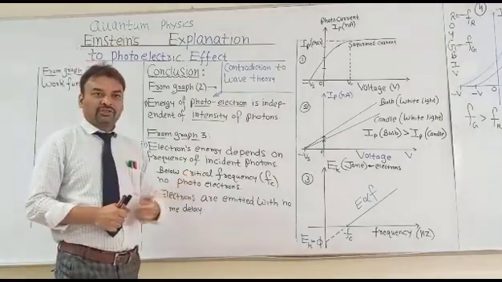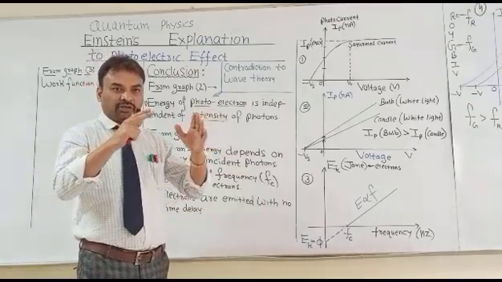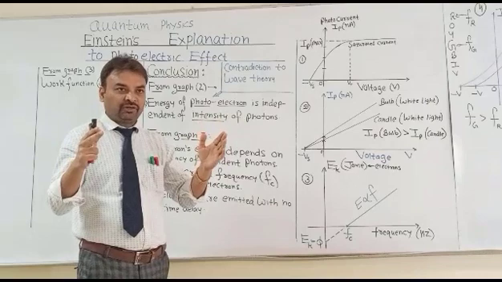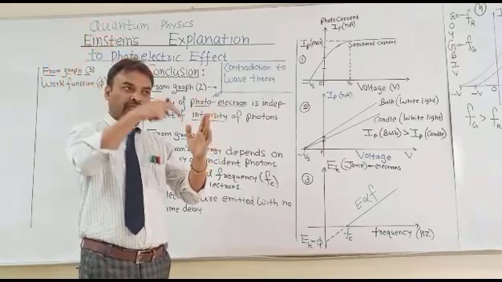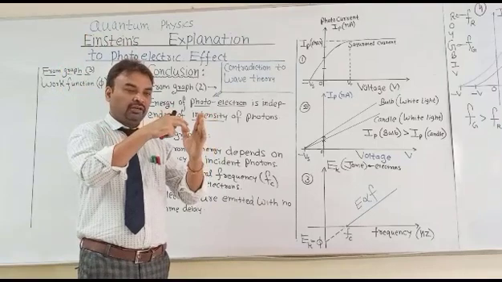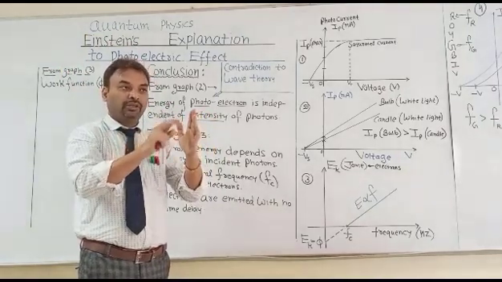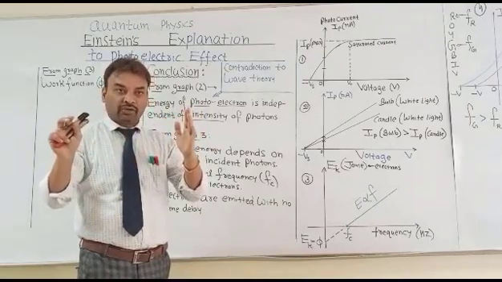So we already discussed that he took a glass tube and removed the air. The glass tube was in a vacuum condition, and he put two electrodes in it. The photons strike one electrode and transfer their energy to the electrons of the metal, and the electrons come out and start moving to the other electrode.